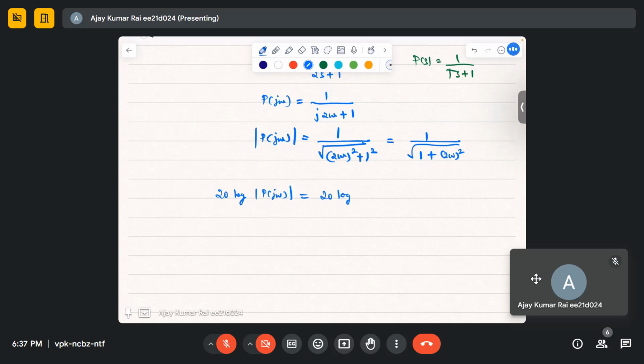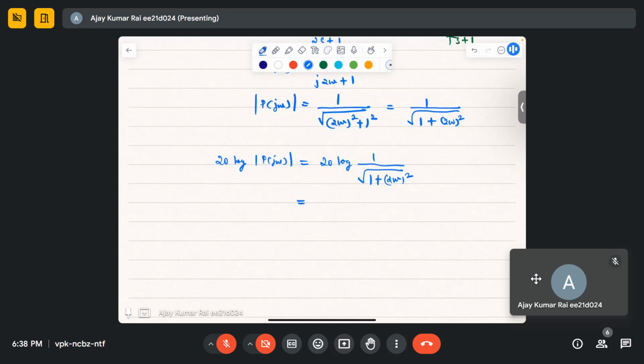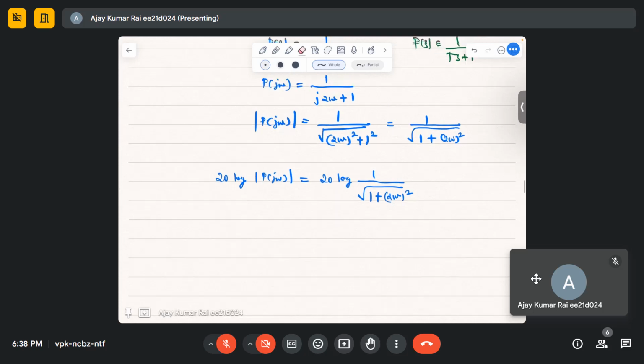So 20 log of this value. Okay, so you know, log, this is 1 minus 20 log of this. Okay, let's not do it. Let's find the low frequency and high frequency asymptotes.